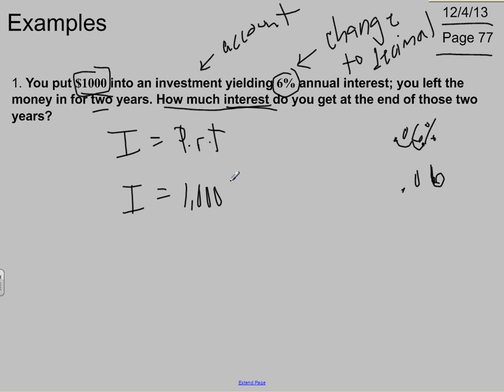So I'm going to put that into my equation, 1,000, which is my principal, times 0.06, which is my rate here, times the time. And our time, the amount of time in years that our money was in the account, is 2. So I'll do times 2.